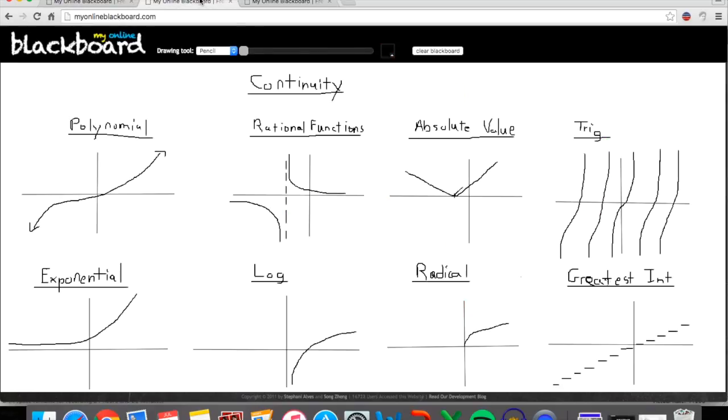Now let's go on to functions and giving you examples of continuous functions and discontinuous functions. So a polynomial function is continuous everywhere. As you can see, every point on the function has a value somewhere.